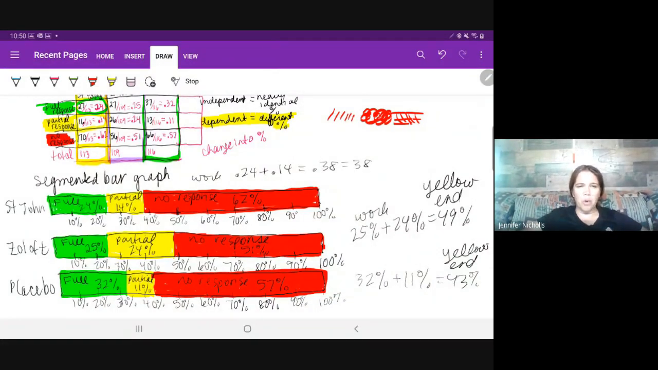You guys, how did more people have a full response with the placebo? The placebo is the fake one. Say you took medicine because you had a headache. So this could be for headaches. You think you're taking a medicine that's going to help you. So maybe your headache goes away just because you think it's going to help you. That's a placebo effect.